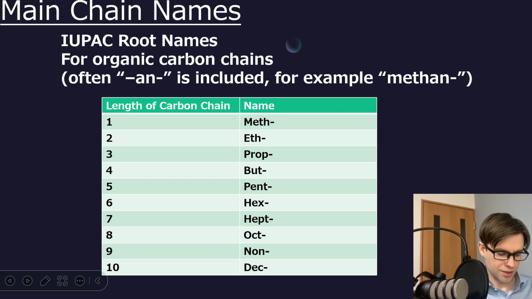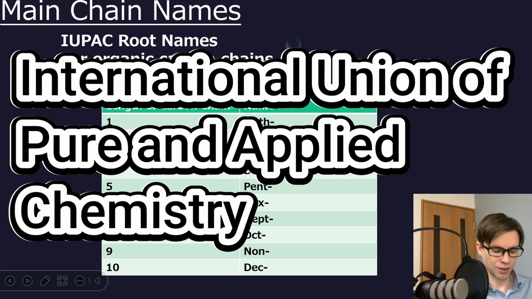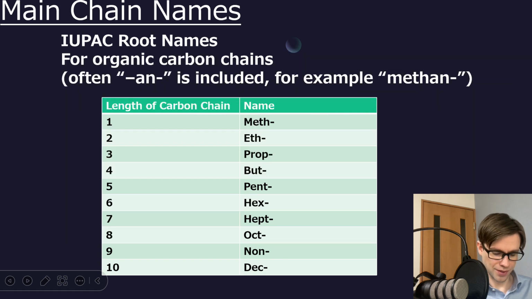So, chain names, main chain names. This is where we start getting into naming. My next video will be really about naming, but this is the first step in learning how to name these compounds properly. IUPAC root names. I forget what the acronym IUPAC stands for. I think it might be French, somewhere in Europe, but it's the official governing body that rules names and definitions in a lot of science and chemistry.